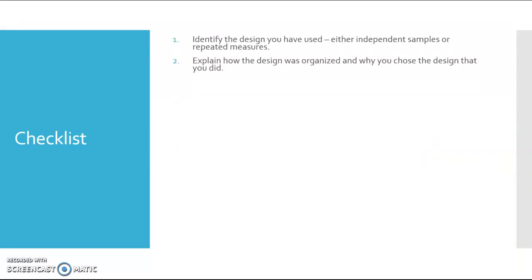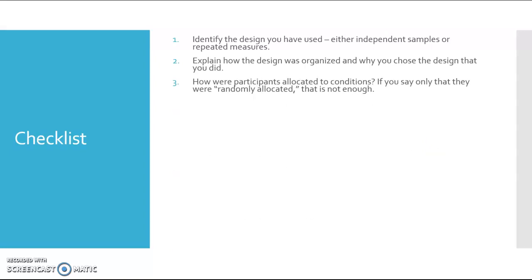So just to run you through the checklist again, firstly, looking at the design you've used, independent samples or repeated measures. In your case, doing a Loftus and Palmer experiment, you're going to be using independent samples, aren't you? Because you're going to have 2 different groups doing the 2 different verbs. Explain how that design was organised and why you chose that design. So in other words, what are the strengths of using independent samples? Why did you choose to do that rather than say repeated measures? And that's what you need to explain. What are the benefits of doing that over the other?